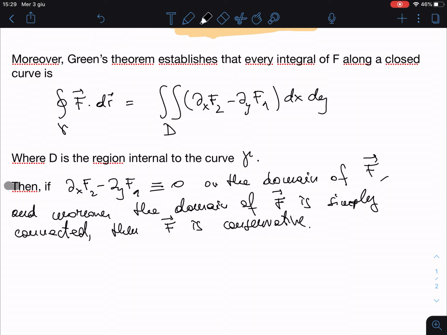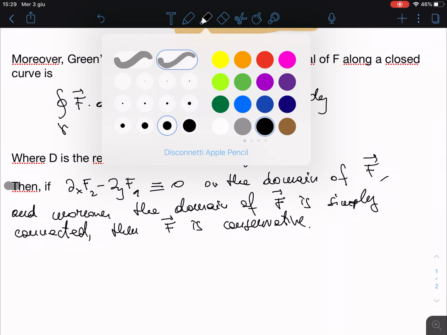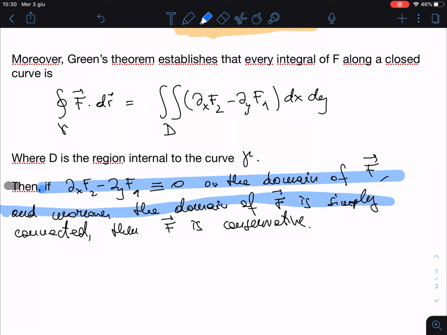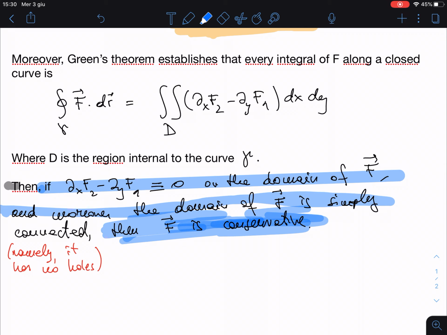So if this quantity, which is the third component of the curl, but at the same time the integrand in Green's formula, is equal to 0 identically on the domain of F, and moreover the domain of F is so-called simply connected, which means that it has no holes in the plane, then F is conservative. This is a very nice and very important thing.